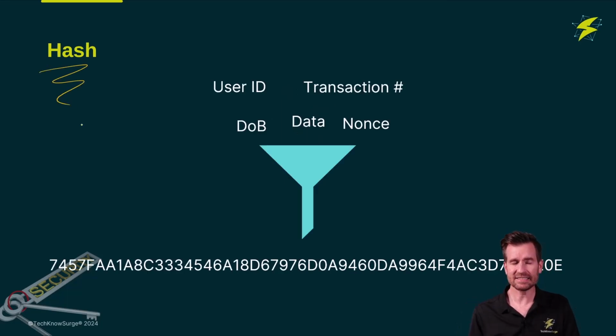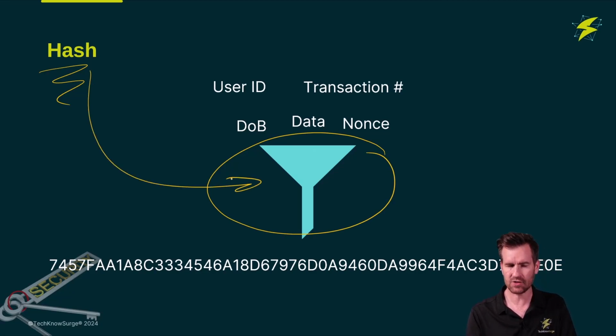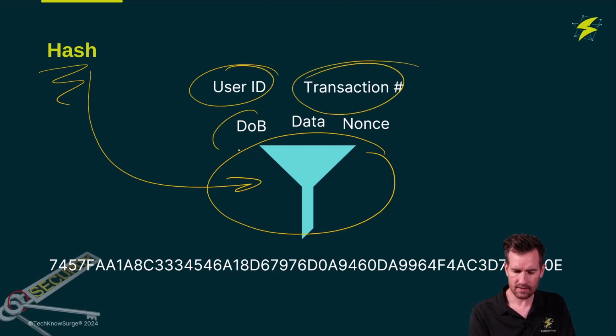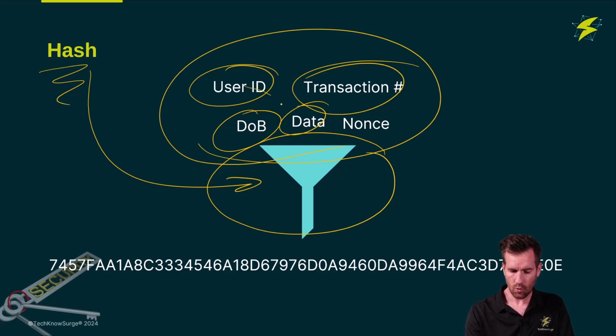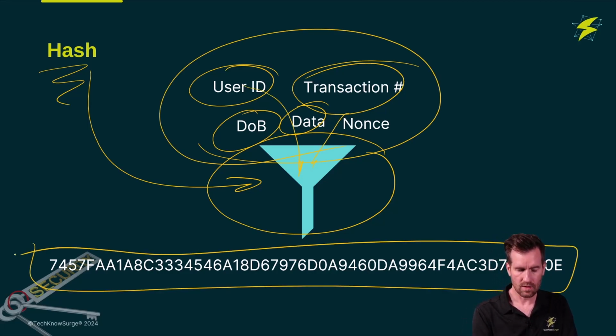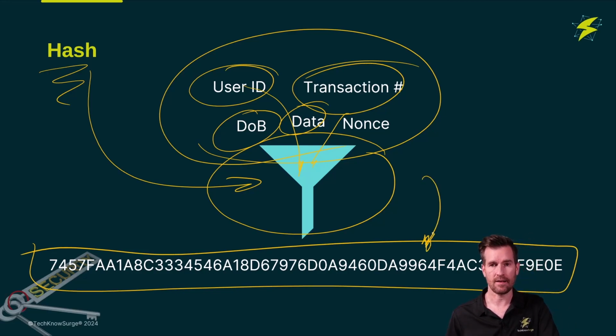A hash is an algorithm, and this funnel right here represents this hashing algorithm. We could put information in there: user ID, transaction number, date of birth, data. Maybe we would put all of these things into there. We put it into the funnel, and then we get this string out of it. This is our fingerprint right here.